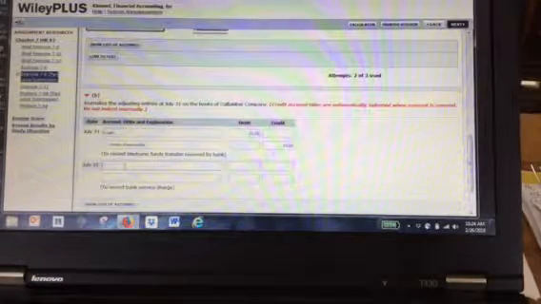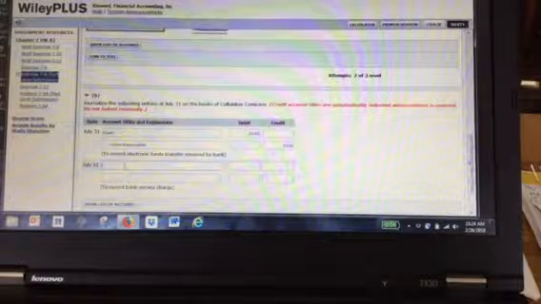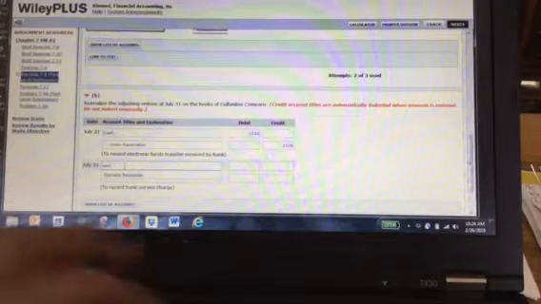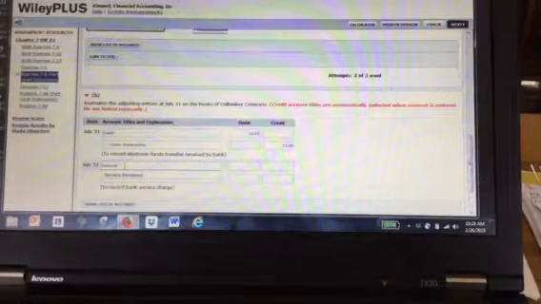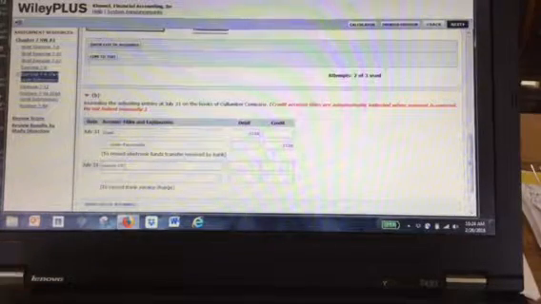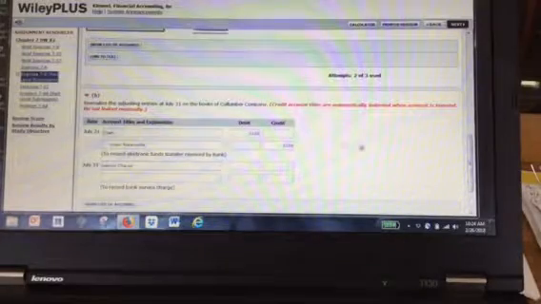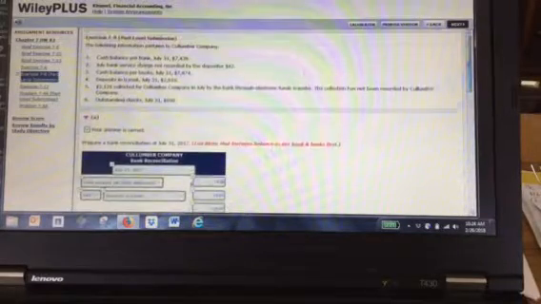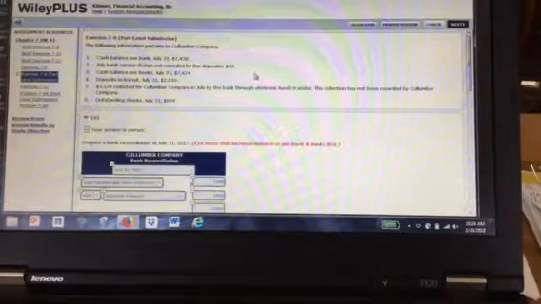And then secondly, we need to record the service charge that happened as well. So we'll put that bank service charge in here. And if we recall, that bank service charge up here was on line number 2 for $42. So we need to record that in here.